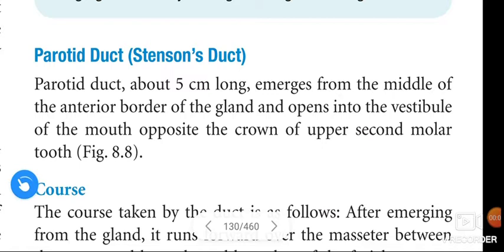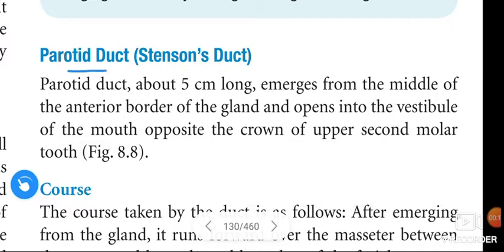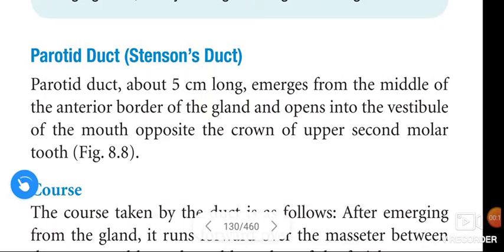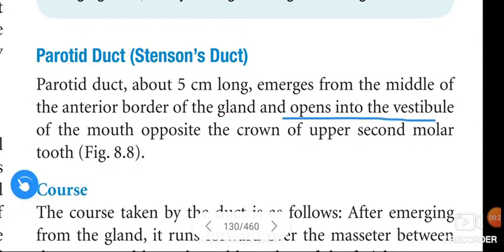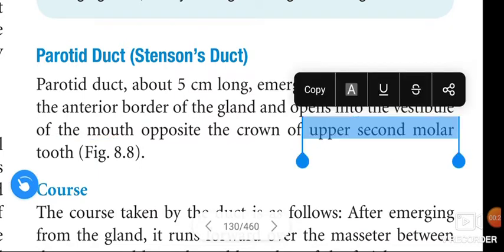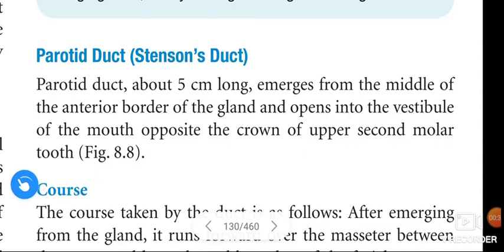In this video, we are going to learn about the parotid duct, also called Stenson's duct. The parotid duct, about 5 centimeters long, emerges from the middle of the anterior border of the gland and opens into the vestibule of the mouth opposite the crown of the upper second molar tooth.